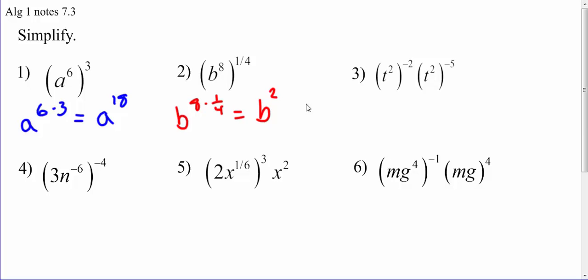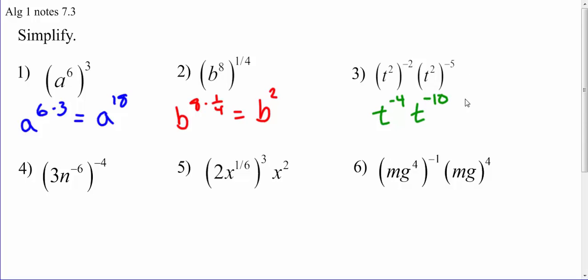Alright, number 3. T squared to the negative 2 times t squared to the negative 5. Now there are a couple ways we could approach this one. What I'm going to do is go ahead and simplify the terms individually, and then we will deal with multiplying them together. So t squared to the negative 2, we could rewrite that as t to the negative 4. T squared to the negative 5 would be t to the negative 10.